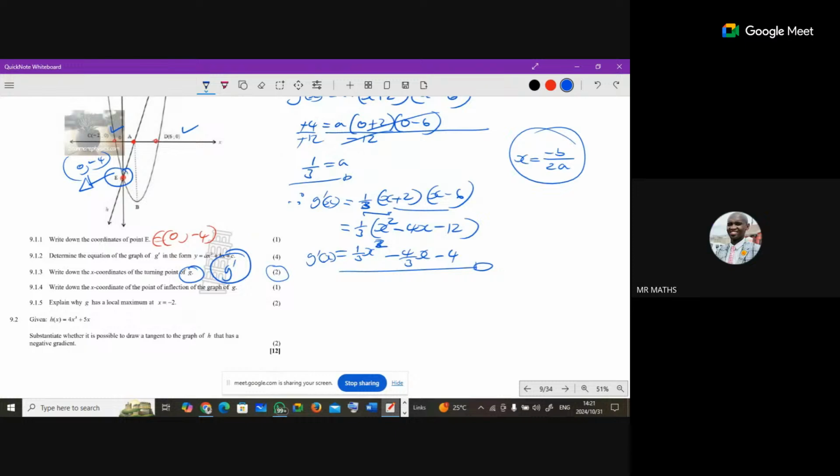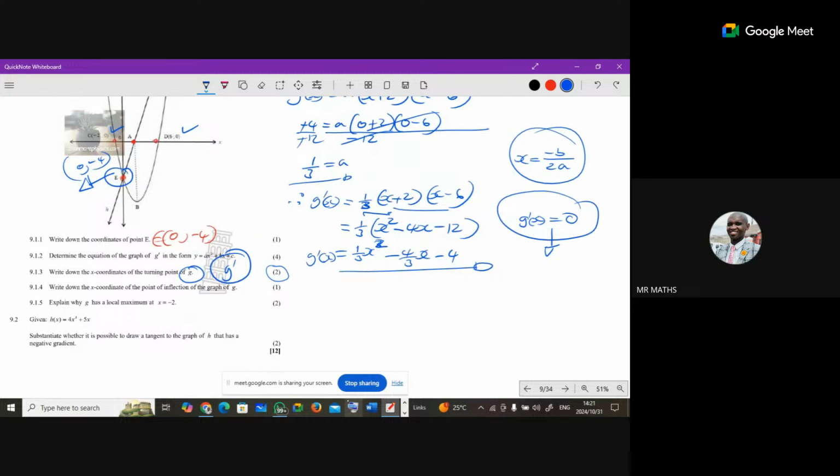Now you need to know the relationship between the original cubic function and its derivative, a quadratic or a parabola. The relationship is that if you solve g prime of x equal to 0, you are going to get the x values at the turning points.